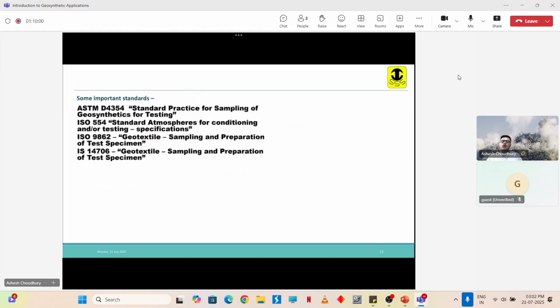Now, to do the testing of geosynthetics, there are different codes. So you can see here some of the codes. ASTM D4354, standard practice for sampling of geosynthetics for testing. ISO 554, standard atmosphere for conditioning and testing specifications. Then we have ISO 9862, geotextile sampling and preparation of test specimens. Then IS 14706, geotextile sampling and preparation of test specimens. All those different testing codes by different agencies are given.